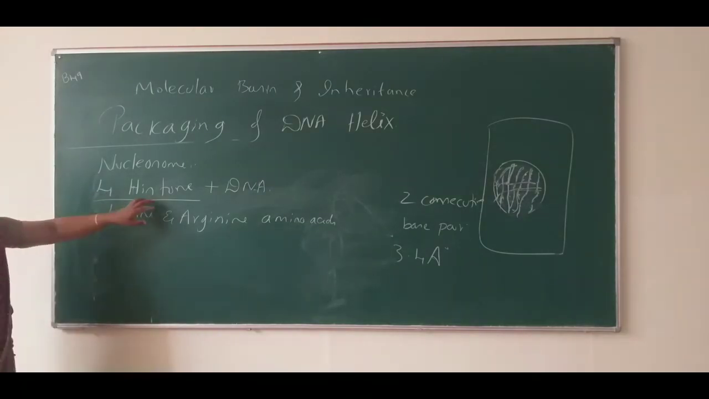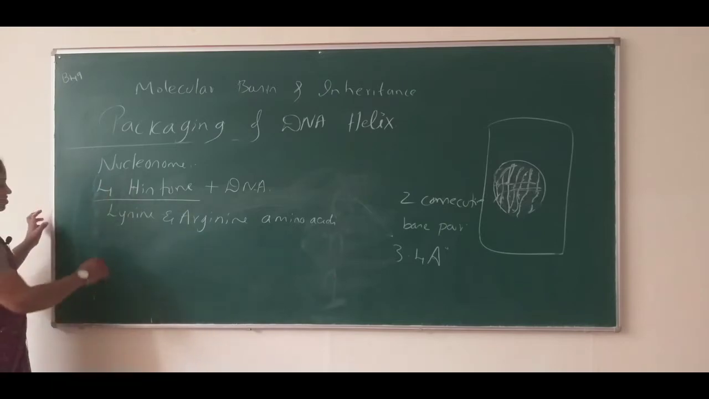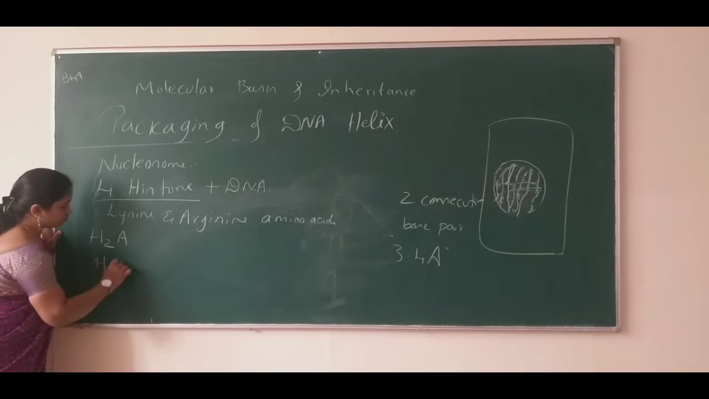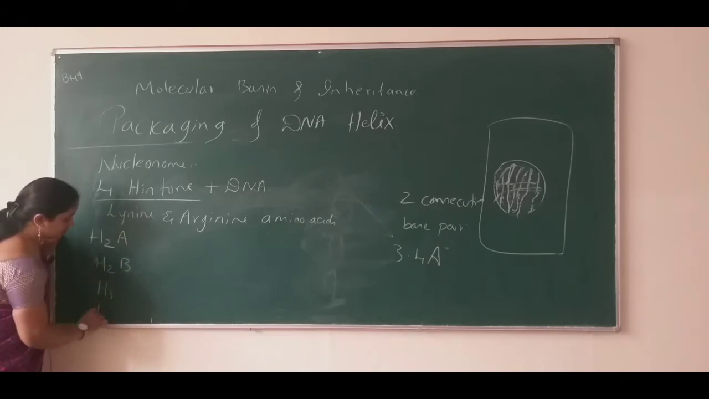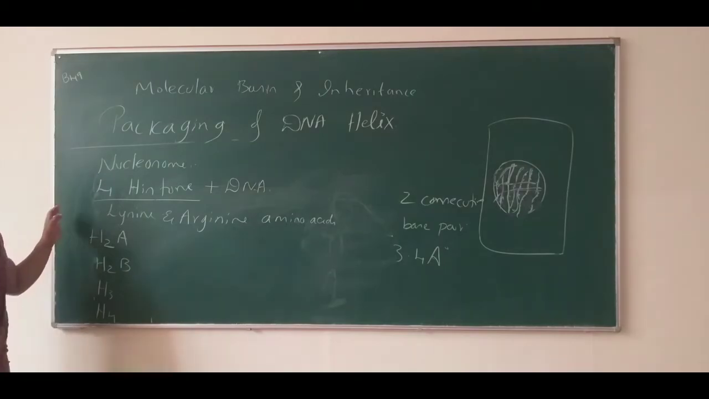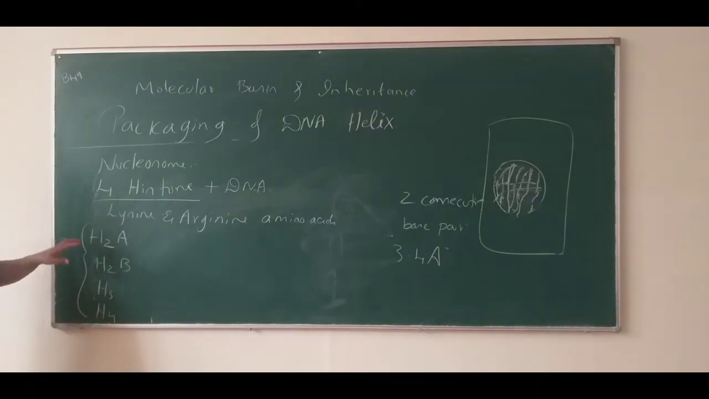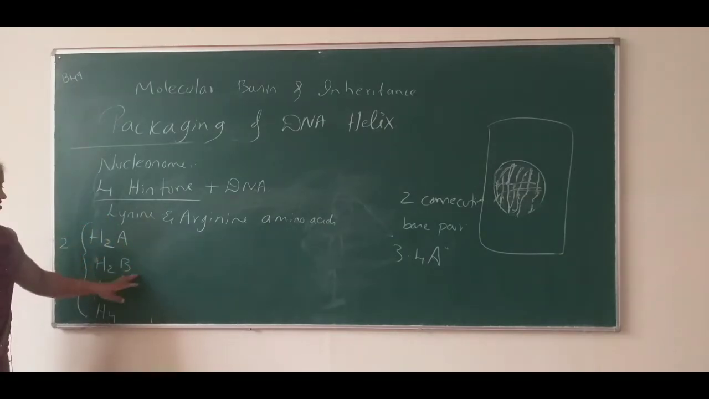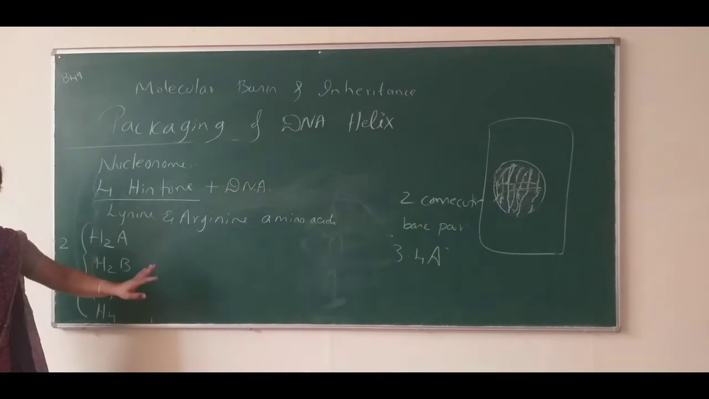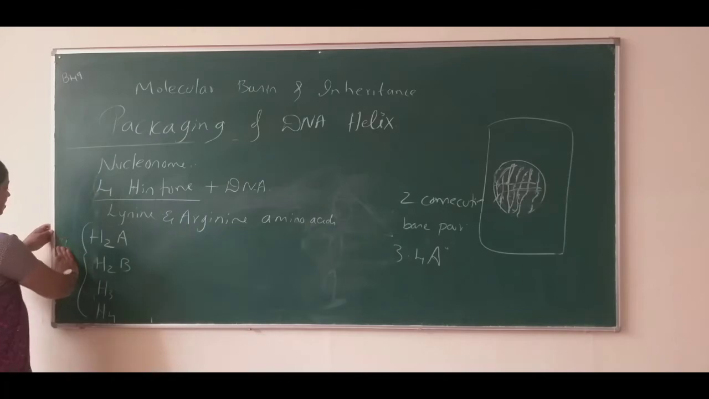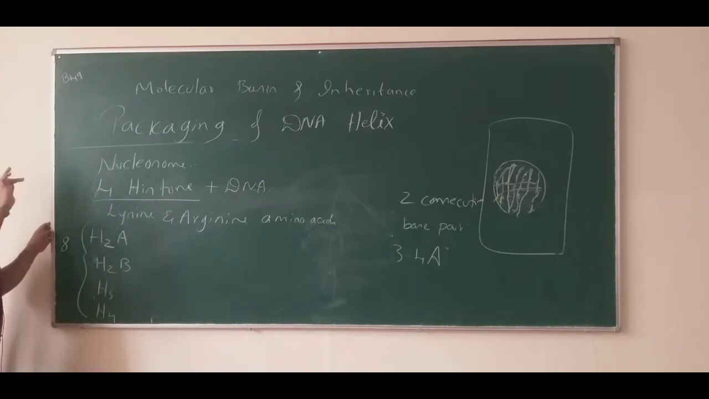What are those 4 histones? The 4 histone proteins are known as H2A, H2B, H3 and H4. We have 4 histones here, but each is 2 in number. H2A molecules are 2 in number, H2B is 2 in number, H3 is 2 in number, H4 is 2 in number. In total we get 8 histone proteins.